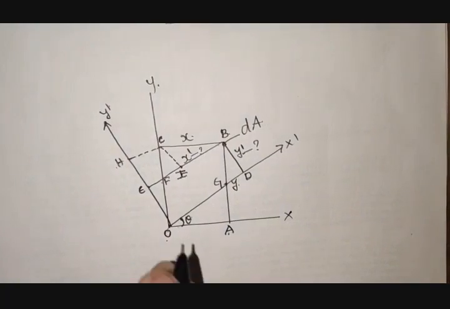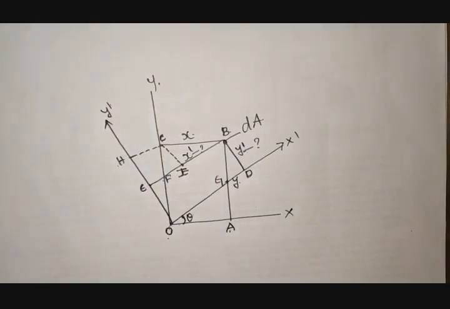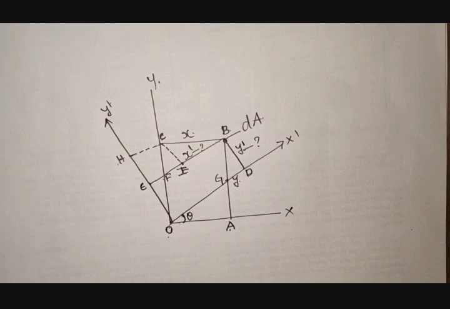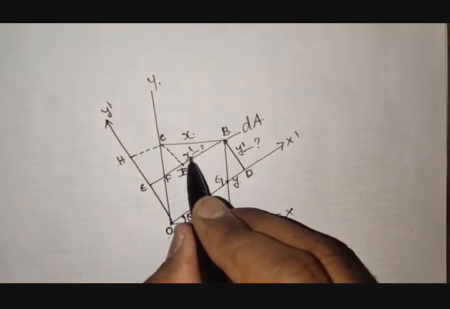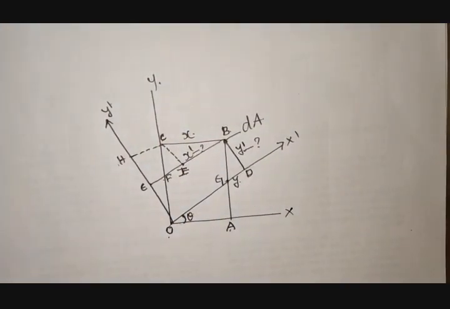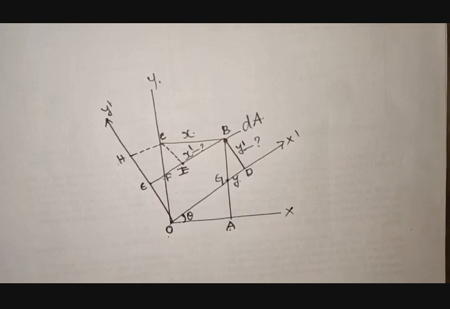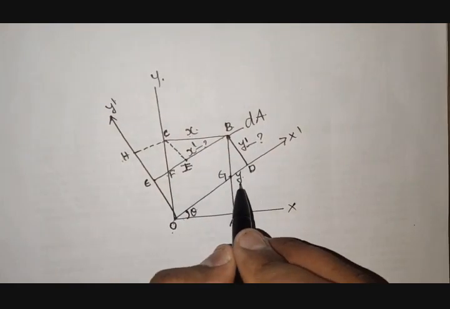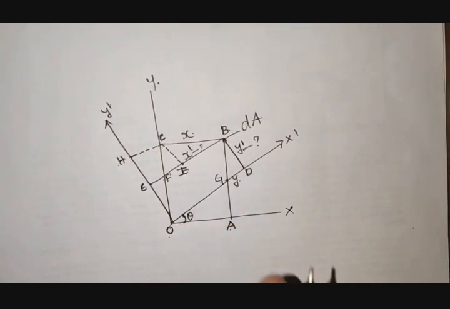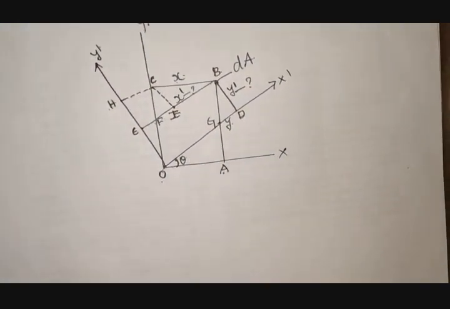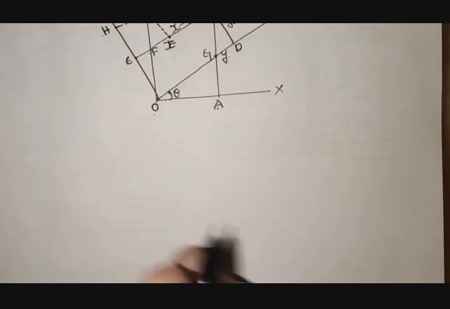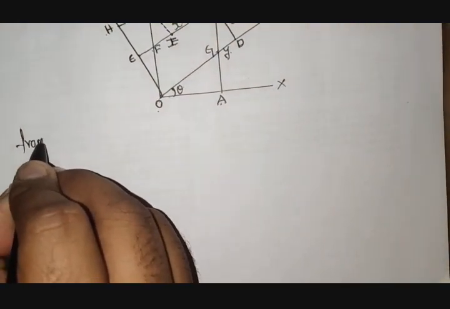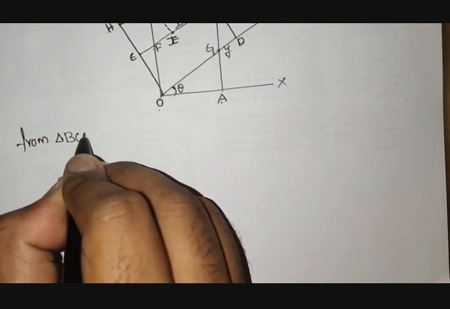So now from this figure we have to find out the right angle triangles. The values of x dash and y dash we have to find out. First we will find out the values of x and y, then we will find out the values of x dash and y dash, then we will find out the moment of inertia. So first I will find out from triangle BCI.